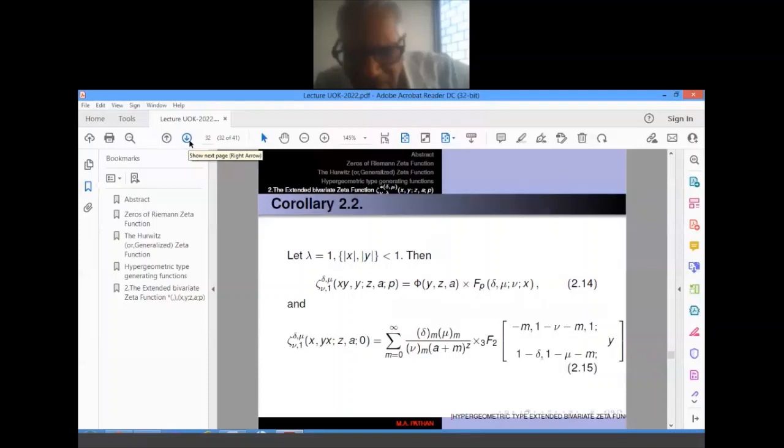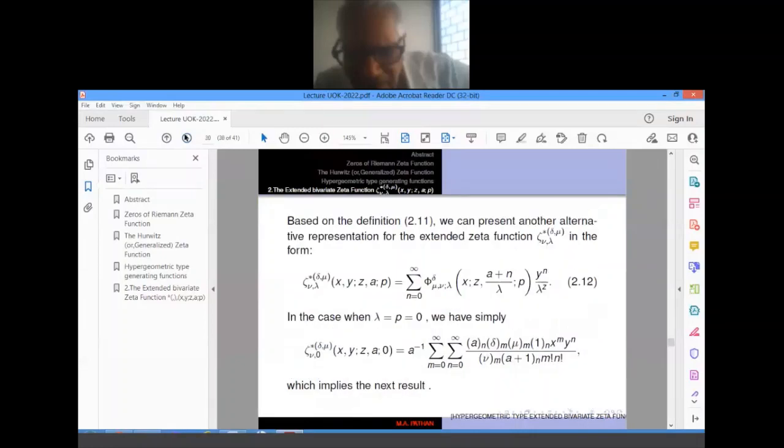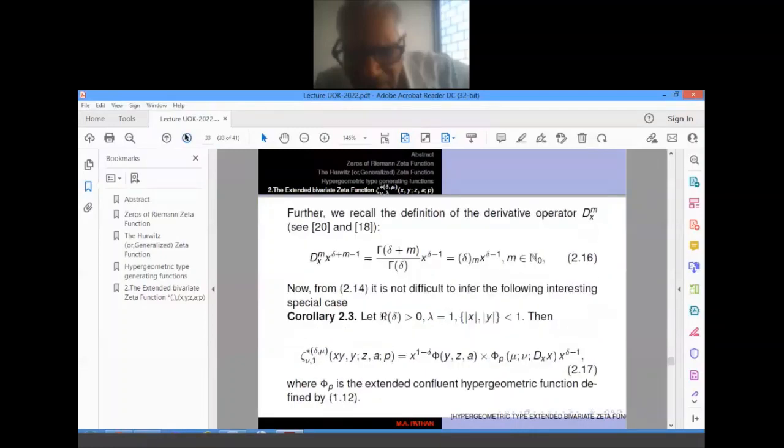Next, yeah, these are derivatives simply, and depending on these derivatives, we have written this corollary 2.3, and here again you can see that the right hand side is containing phi as well as phi p and the derivative of x.